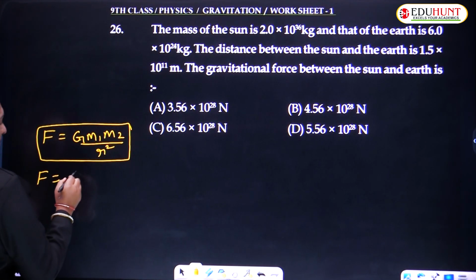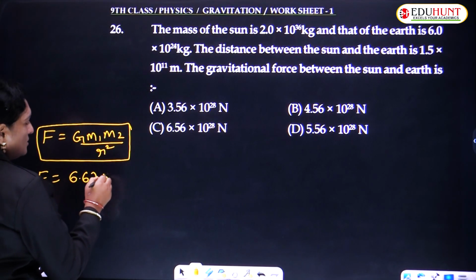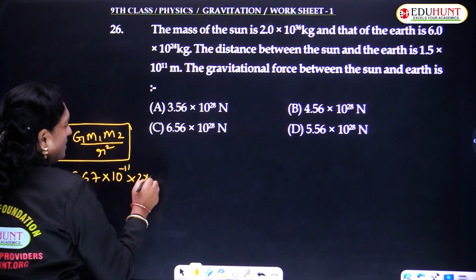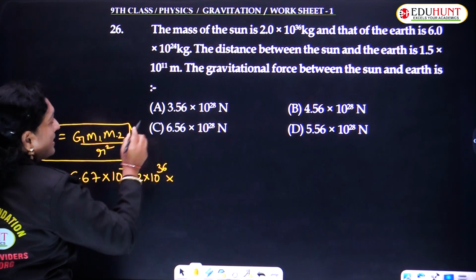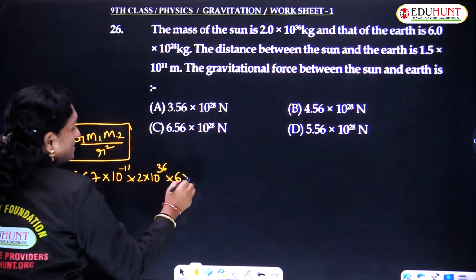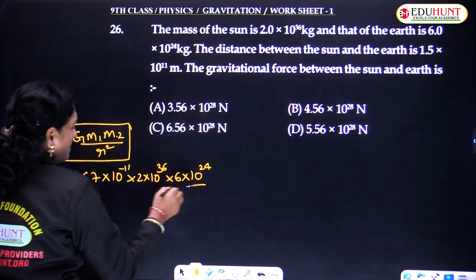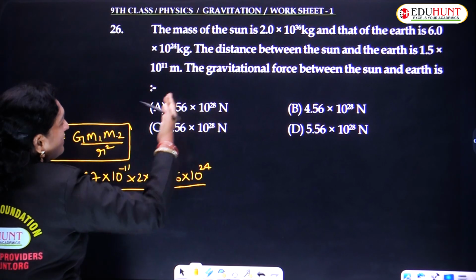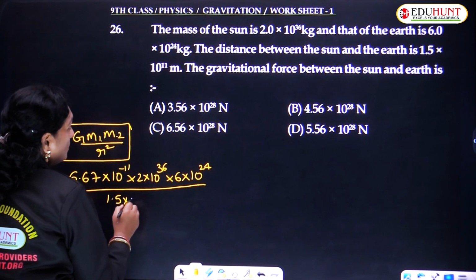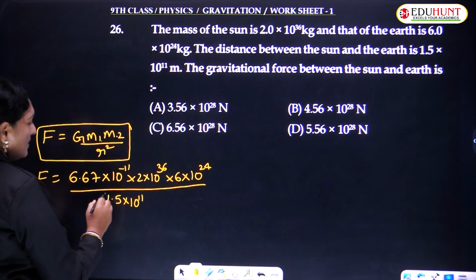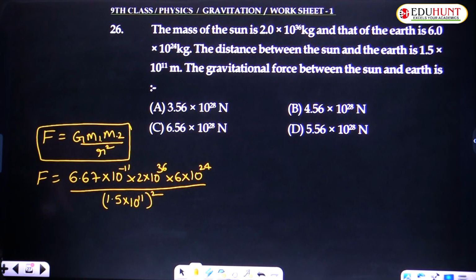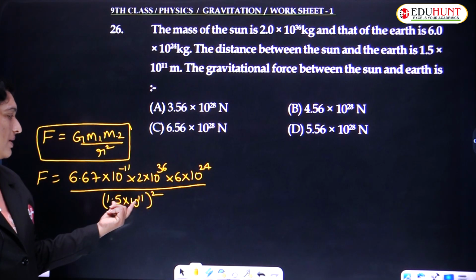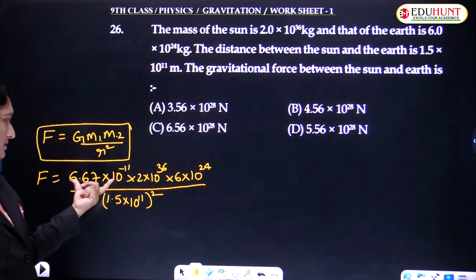Substituting the values, as we know the value of G as 6.67 into 10 power minus 11. Mass 1, mass of the sun is taken as 2 into 10 power 36 kg, and mass 2, mass of the earth, is given as 6 into 10 power 24 kg, whole upon distance. R is the distance between sun and the earth, and that value is given as 1.5 into 10 power 11. R square means this value whole square. Got it, children? So, this is the mass of sun, mass of earth, distance of separation, whole square R square, and this value is G.